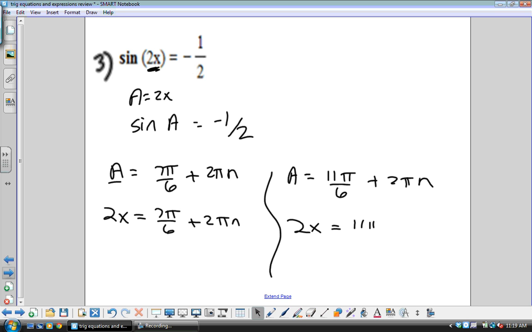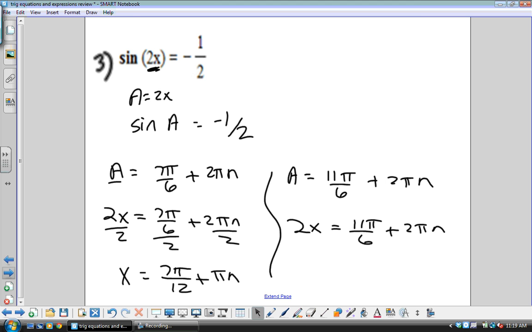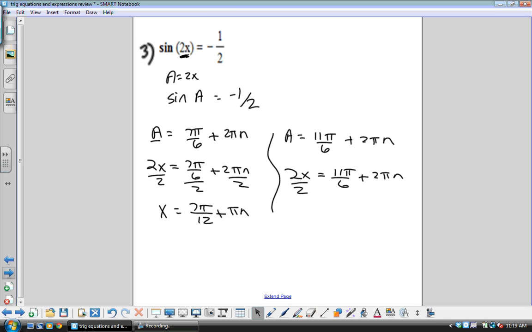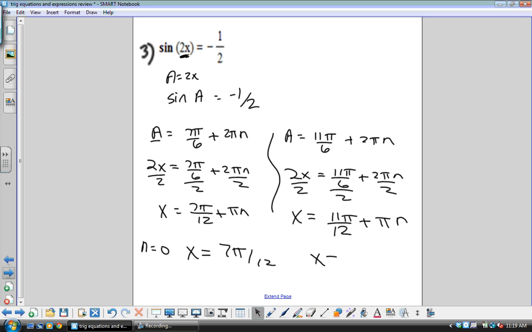Same thing over here. So now let's divide by the 2. So we'll get 7 pi over 12 plus pi n. And on our other equation here, we'll get 11 pi over 12 plus pi n. Okay, now let's let n be different values here. So let's start with n being 0. So if n is 0, we're just going to get 7 pi over 12 and 11 pi over 12.